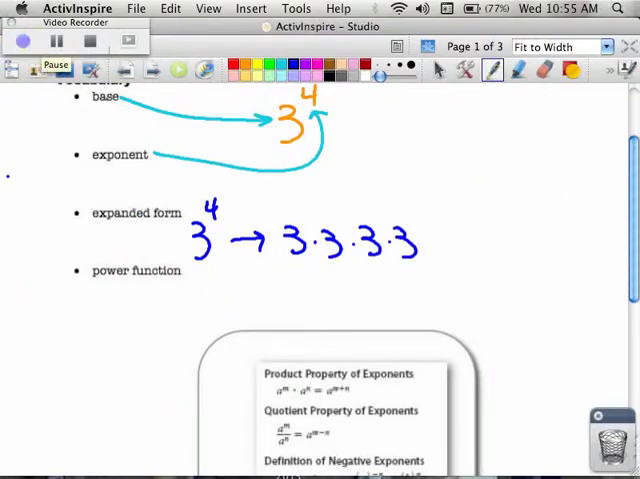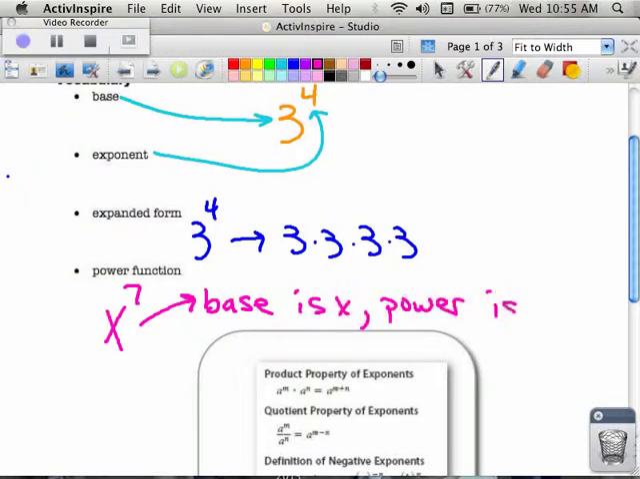So a power function is when you see something that looks like x to the 7th. It's where the base is x and the power is a number. So whenever they talk about a power function, that's what they're talking about. If you remember, we talked about exponentials earlier. That's where the power was the x and the number was the base. But in a power function, the base is x and the power is a number.